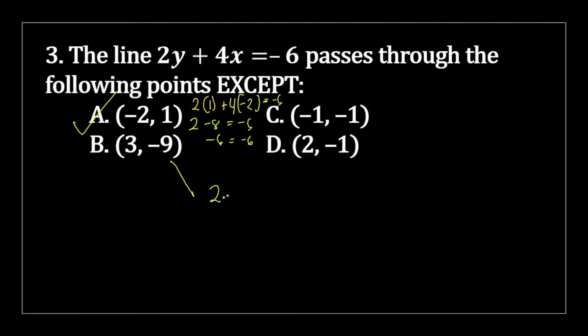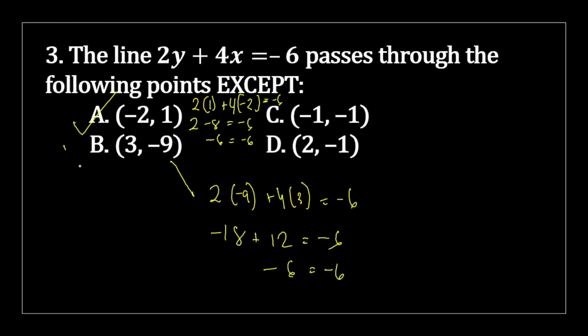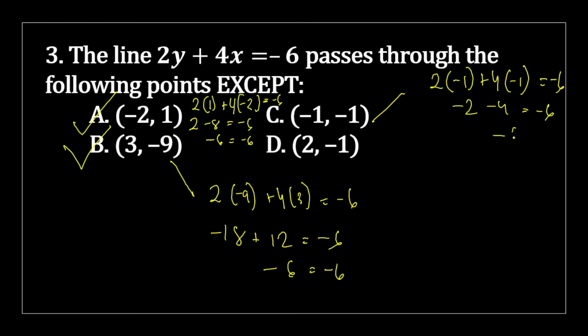For letter C, we have 2 multiplied by negative 9 plus 4 multiplied by 3 is equal to negative 6. 2 times negative 9 is negative 18, plus 12 is equal to negative 6. So negative 6 equals negative 6, so this is also correct. Letter D, we have 2 multiplied by negative 1 plus 4 multiplied by negative 1 is equal to negative 6. 2 times negative 1 is negative 2, and 4 times negative 1 is negative 4, so negative 6 equals negative 6. So this is also correct.